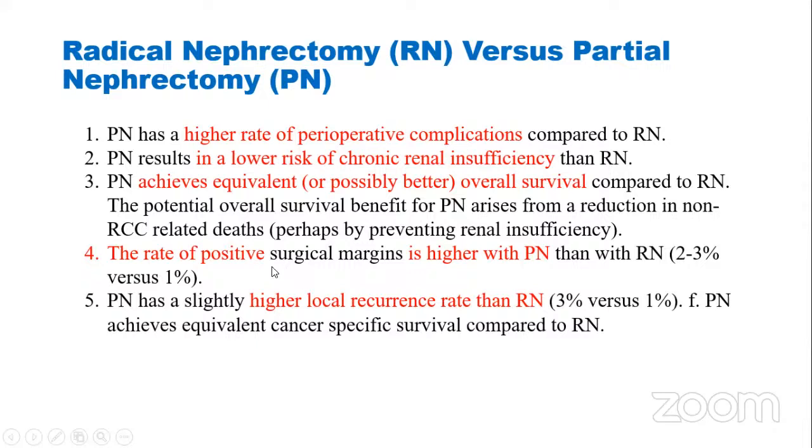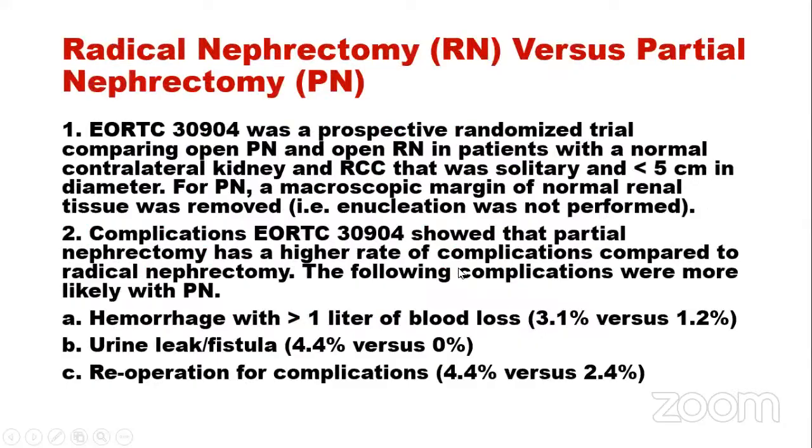This is a positive surgical margin. And partial nephrectomy has a slightly higher local recurrence than radical nephrectomy: 3% versus 1%, compared with thermal ablation, which is 6%. Partial nephrectomy achieves equivalent cancer-specific survival compared to radical nephrectomy.